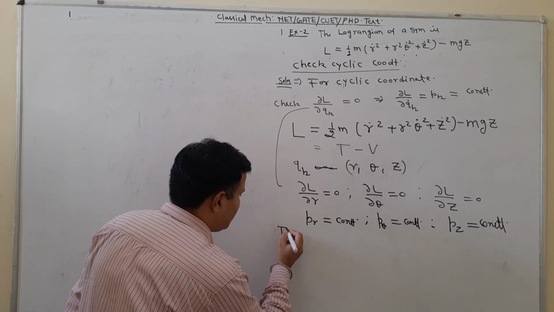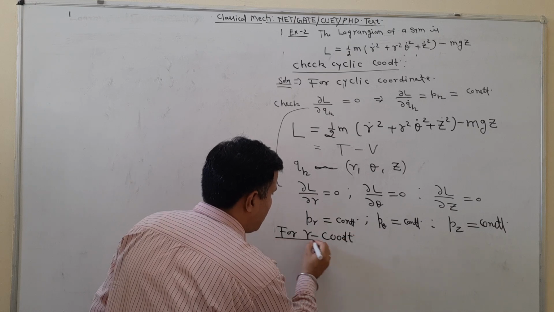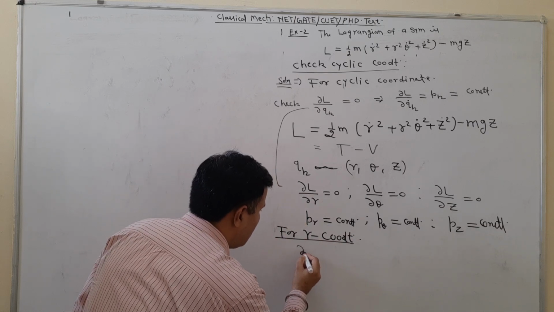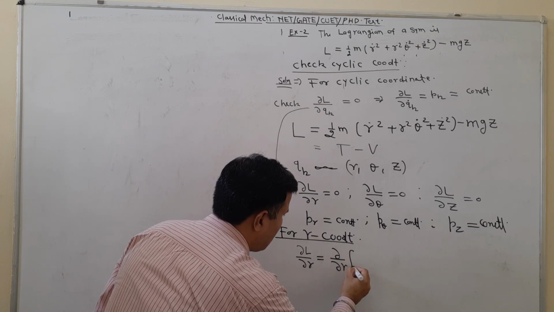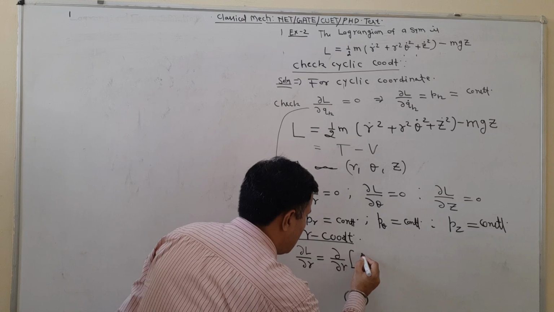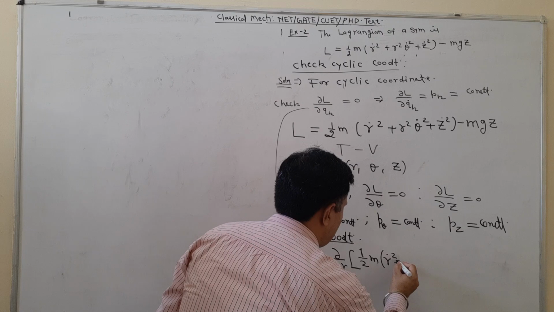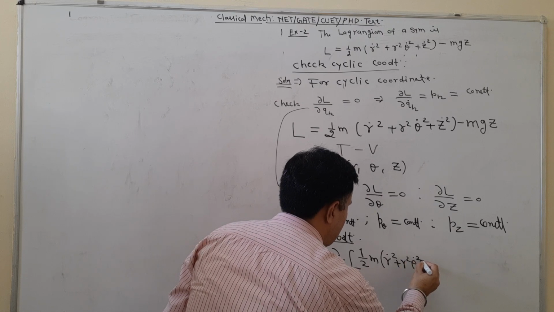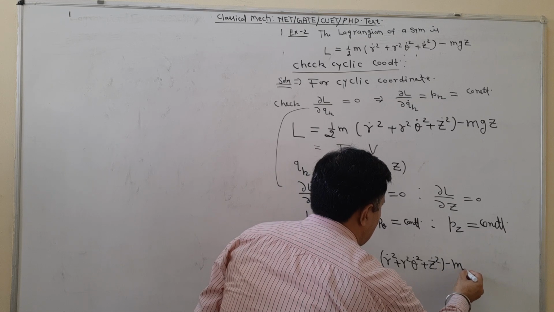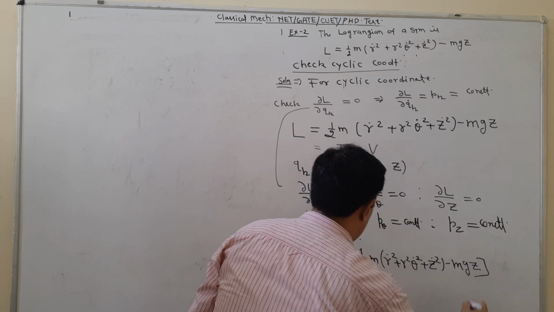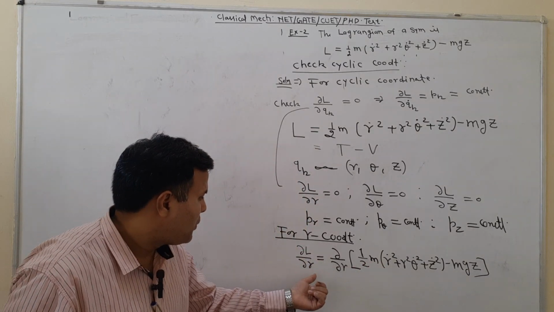So for the r coordinate, what is our del L upon del r? So del by del r, putting the value of L, which is 1/2 m (r dot square plus r square theta dot square plus z dot square) minus mgz. This is the value of L, and now we put it in to find the value of del L upon del r.